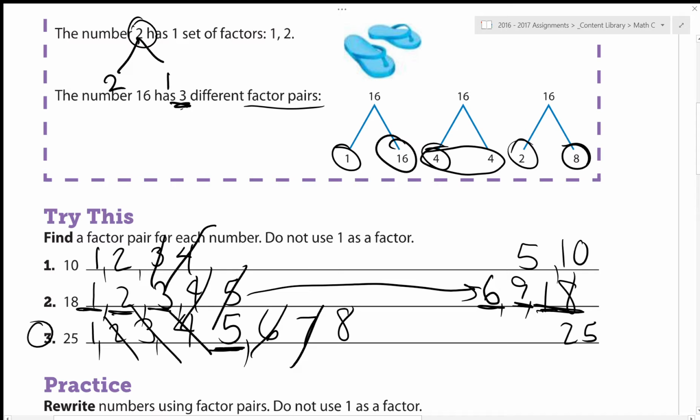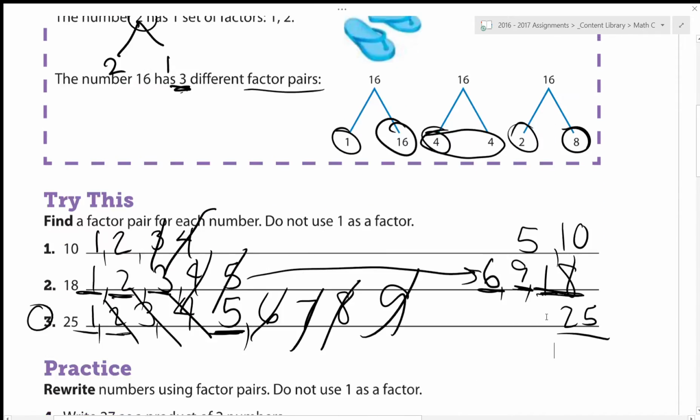8, 16, 24, 32. 8's not a factor. Let's try 9, and 9 will be our last one. 9, 18, 27. So 9 is not a factor. We know 10's not, because we've got 10, 20, 30, 40. And after that, we're going to start going back down to the lower numbers. So our factors of 25 are 1, 5, and 25. So there's a total of 3 factors.